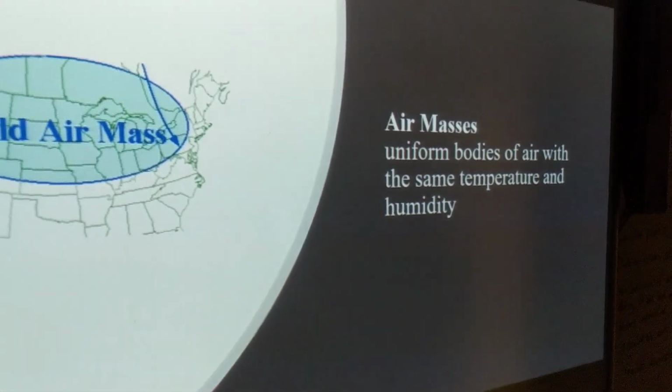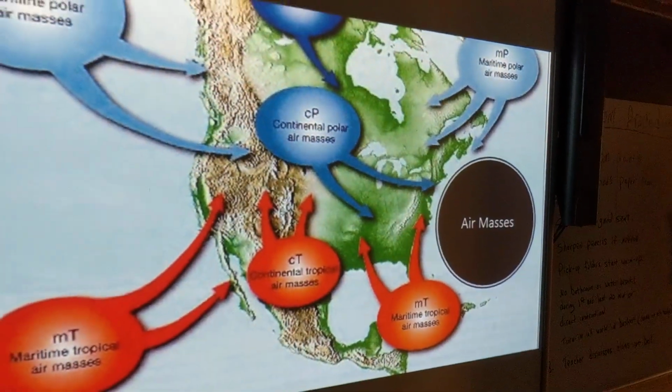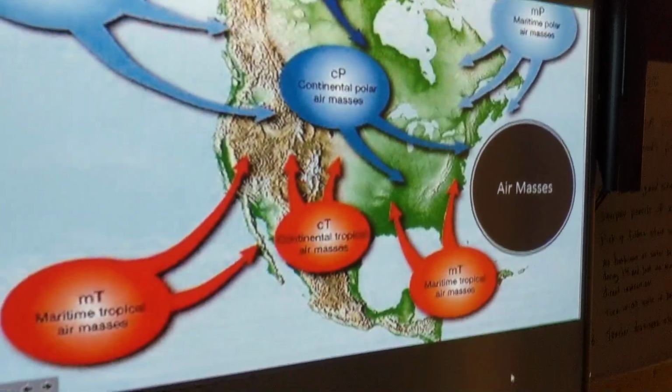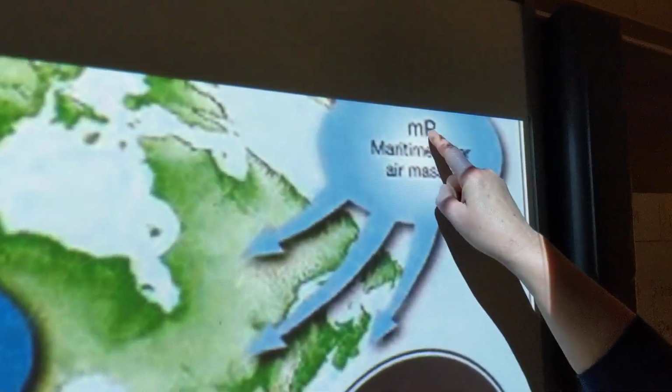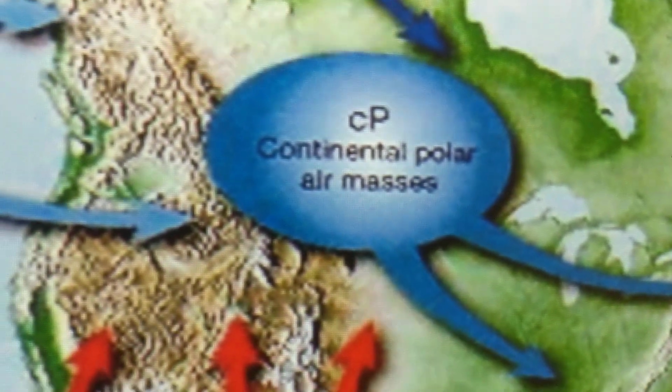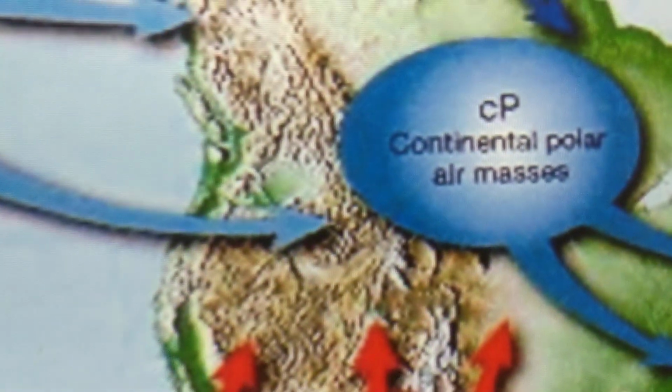Okay, we're going to talk about air masses. Air masses are uniform bodies of air with the same temperature and humidity. Here are the air masses affecting the North American continent. Easy to remember. If it comes from the poles, the air masses will have a capital P for polar. They will be cold. If it comes from the tropics, from the equatorial region, it will have a capital T for tropical. If it comes from the water, lowercase m for maritime. Okay, it'll be very humid. If it comes from a landmass, it will have a lowercase c for continental, meaning dry.